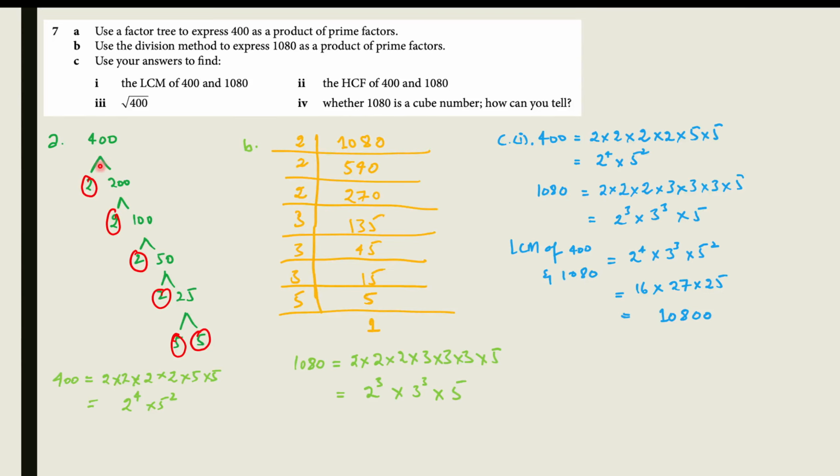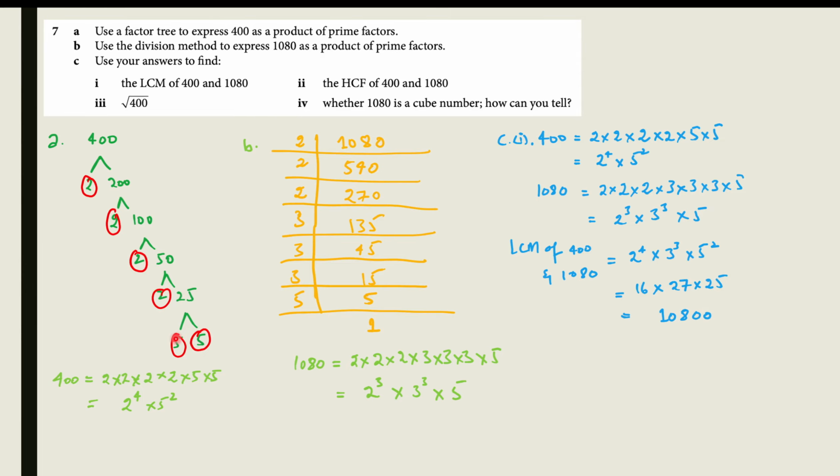The number that is prime is encircled, and the number that is composite is split further into two factors. And again, the same procedure is implemented. The one that is a prime is encircled, and the composite number is split further. So 2 multiplied by 200 is equal to 400. Then 2 multiplied by 100 is equal to 200. Then 2 multiplied by 50 is equal to 100. 50 being the composite, it is split further.